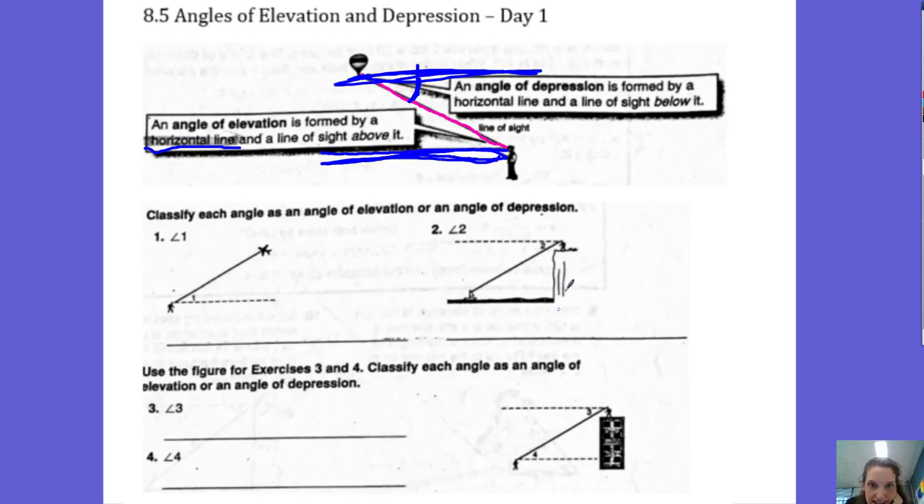Okay, we want to classify these angles below as angles of elevation or depression. Here we have this little man, and he's looking up at the airplane. So the airplane is above him. Here's my horizontal line. Here's my line of sight, going from his eyeball up to the plane above him. So angle 1 right here is an angle of elevation.